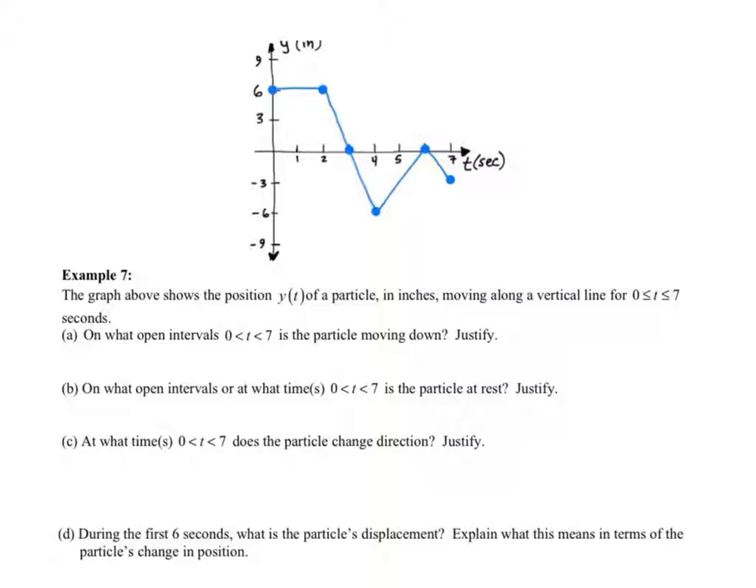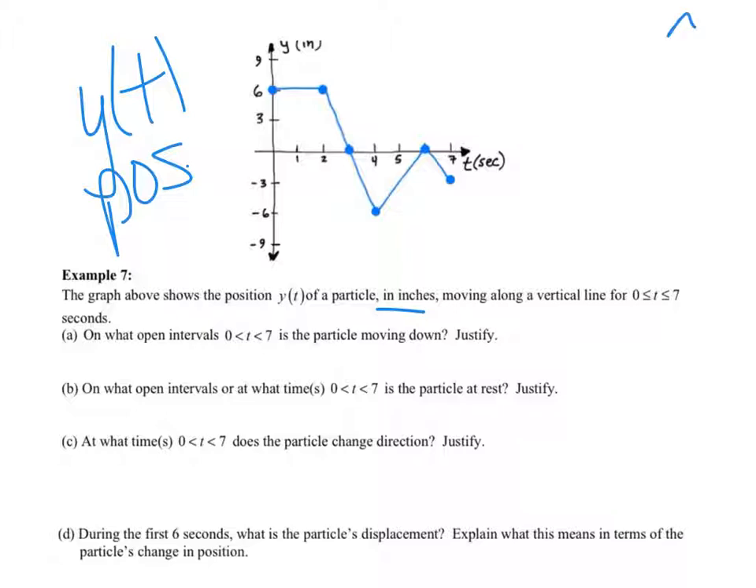All right, in example 7 here, we'll take a look at a graphical approach. The graph above shows the position y of t of a particle. So I'm just going to be very clear and label this y of t, and this is the position, in inches, moving along a vertical line. So now when I say picture a squirrel on a wire, well, our line is vertical. So I can't go left and right, I can go up, I can go down, and I can stop moving so I can come to rest. So those are my 3 big keys: moving up, moving down, or resting. And our time is measured in seconds.